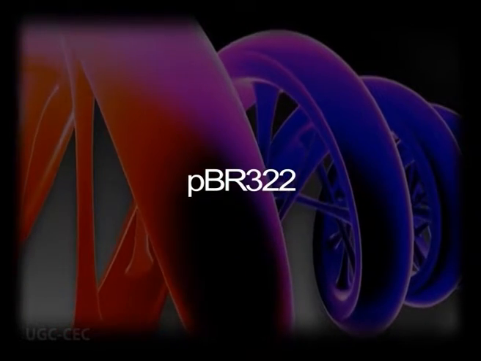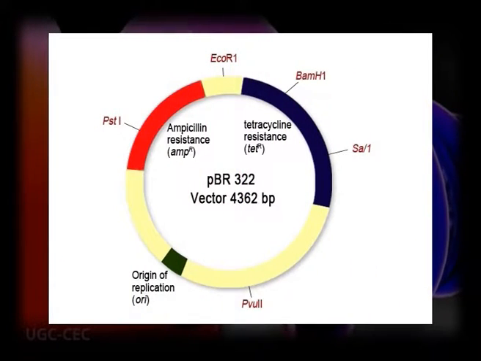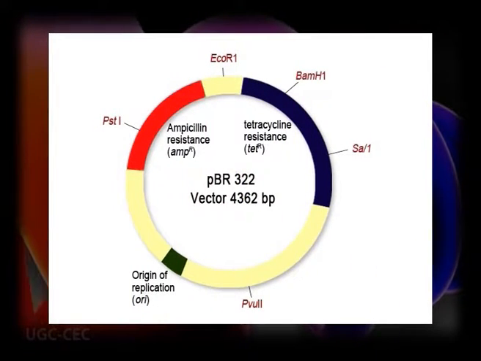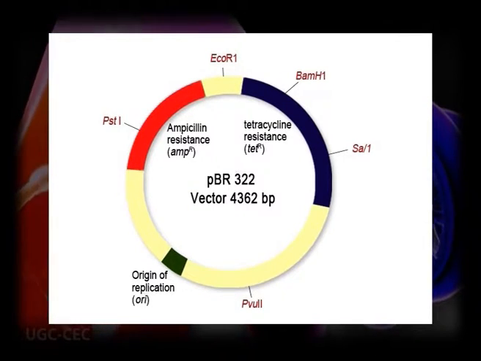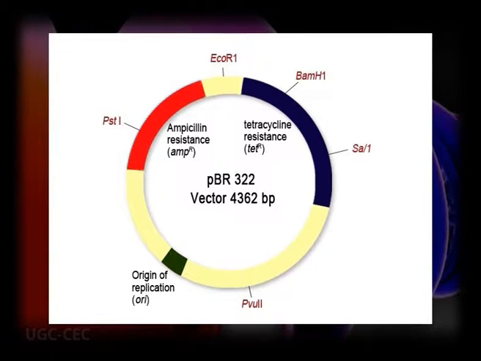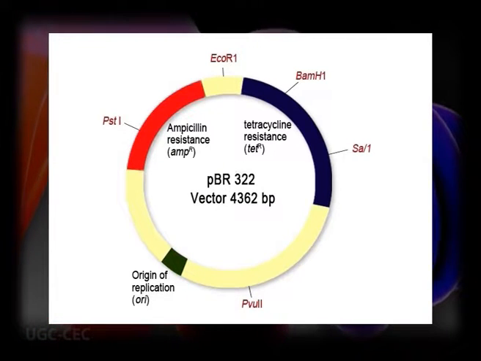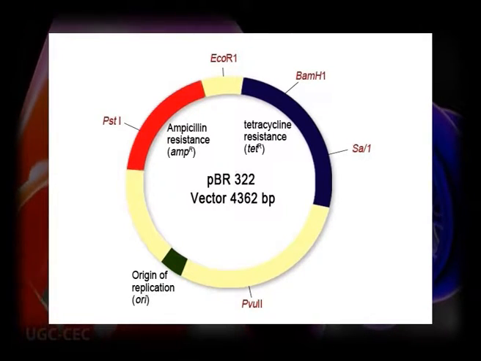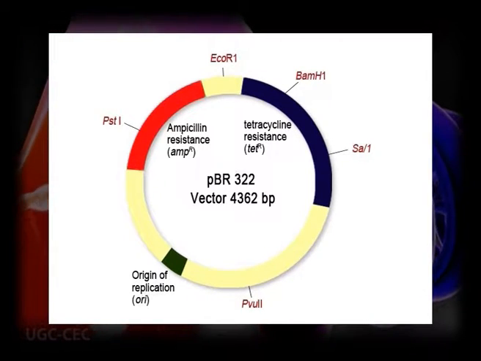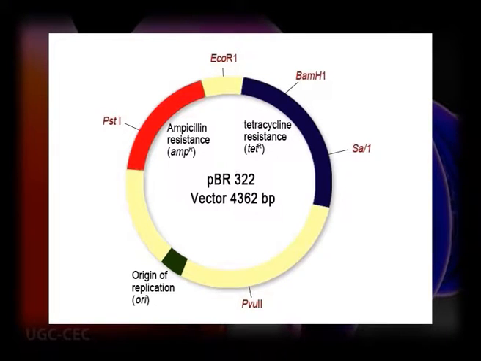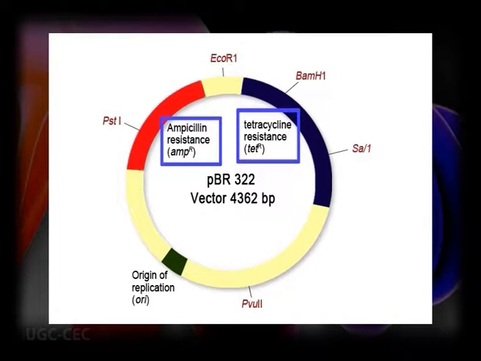Now, let us discuss pBR322. pBR322 was the first artificially constructed vector. It is named after the scientists Bolivar and Rodriguez, who constructed it in 1977. It is 4,362 base pairs in size. It has an origin of replication derived from the ColE1 plasmid. It exists in about 100 copies per cell. It has two selectable marker genes, the ampicillin resistance gene and the tetracycline resistance gene.